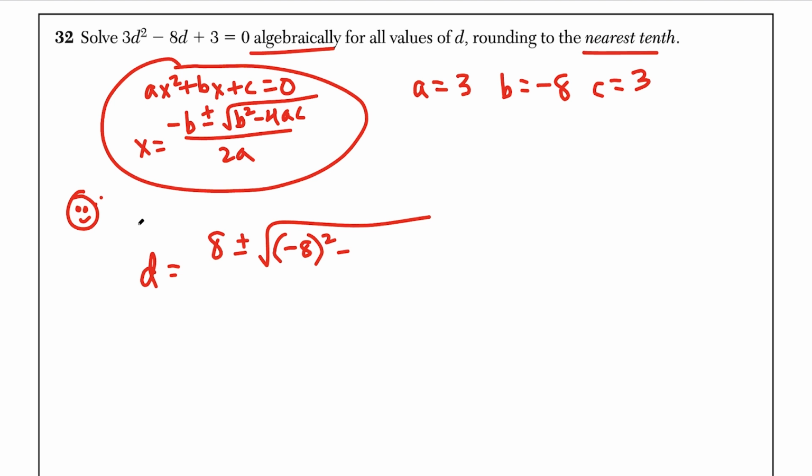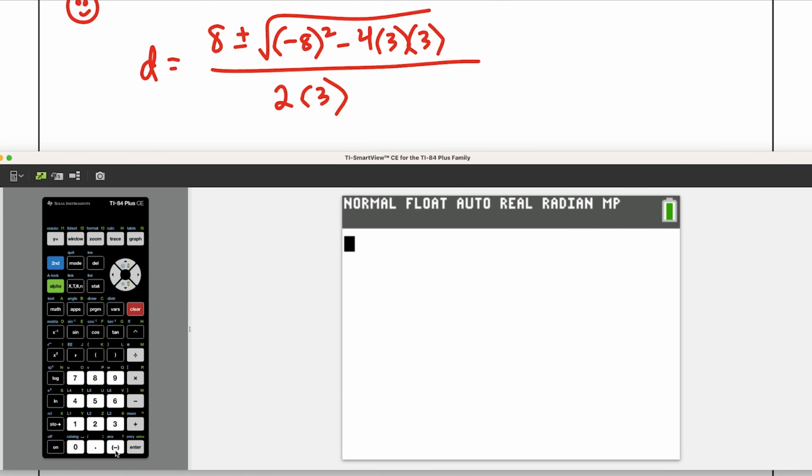That is the most common mistake with these questions. So negative 8 squared minus 4 times a is 3, and then c is equal to 3 like this. And we're dividing by 2 times a, so we have 2 times 3. Now, this is so important. I'm going to emphasize it once more.